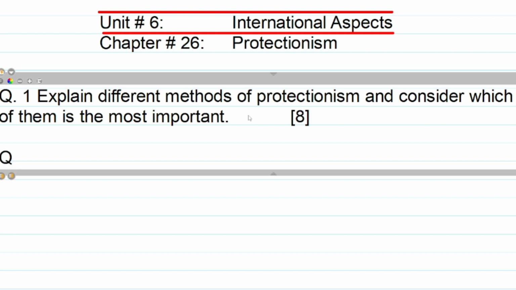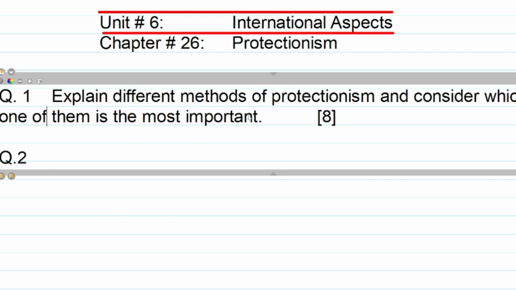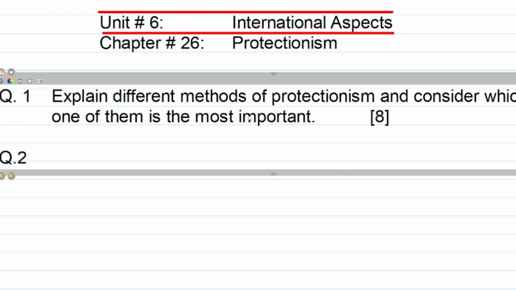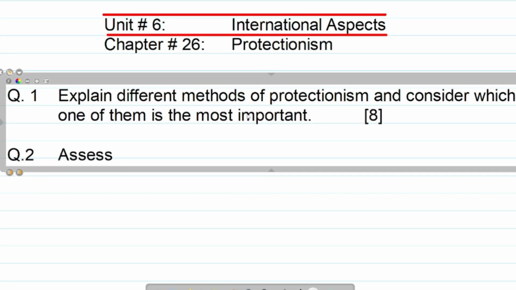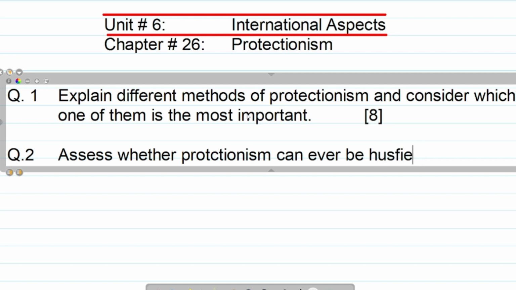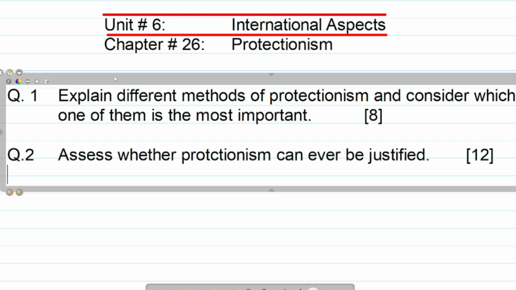And the second question is an assess question. Examiner may ask an assess question, maybe like assess whether protectionism can ever be justified. So this is a 12 marker, and I'll also explain you how to answer this question as well, at the end of this video.